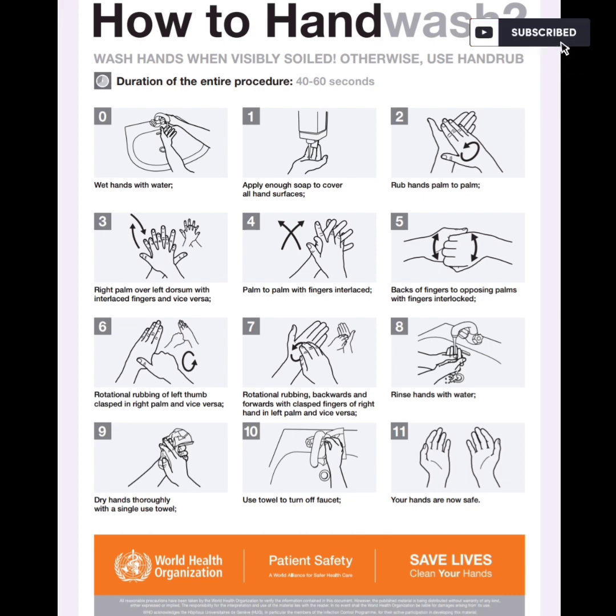In the 8th step, you will rinse your hands with water. 9th step, you will dry it thoroughly with a towel. In the 10th step, use a towel to turn off the faucet. Now if it is an elbow operated tap, then you can also use the elbow to close the tap. And the 11th step, you will dry your hands and your hands are safe. Sometimes in surgical procedures, we have to wash our hands till the elbow. So make sure of that.